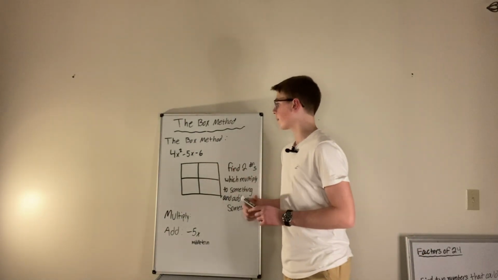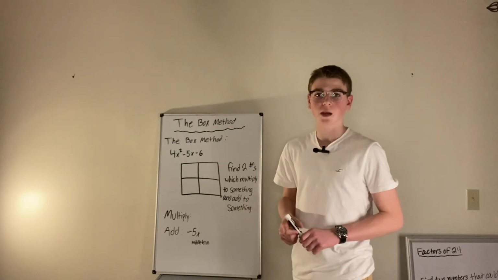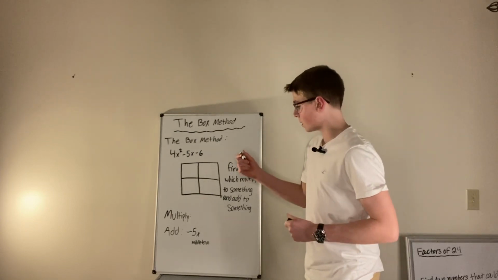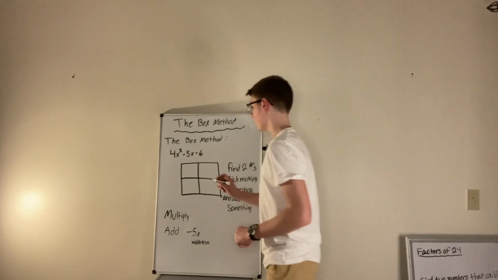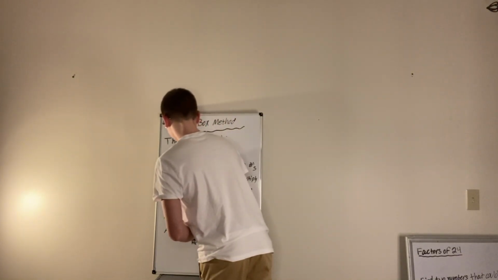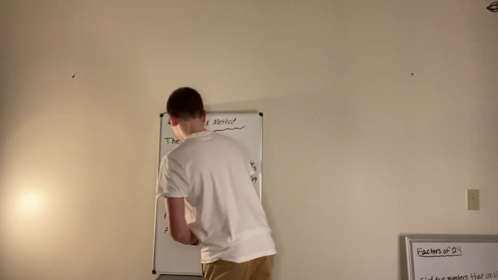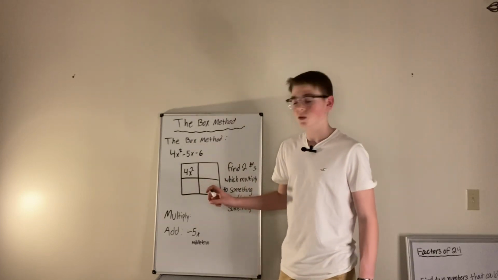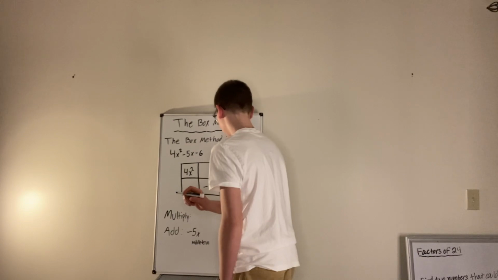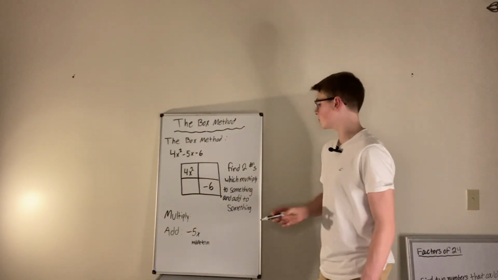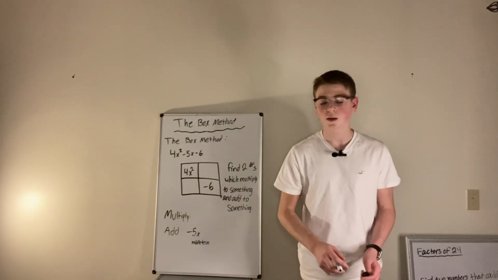So the equation we have here is 4x squared minus 5x minus 6 in this top box here. We're going to make a little box, four quadrants. We're going to put this first number, 4x squared, and then in this last box we're going to put the number negative 6. So we have to find two numbers which multiply to something and add to something.